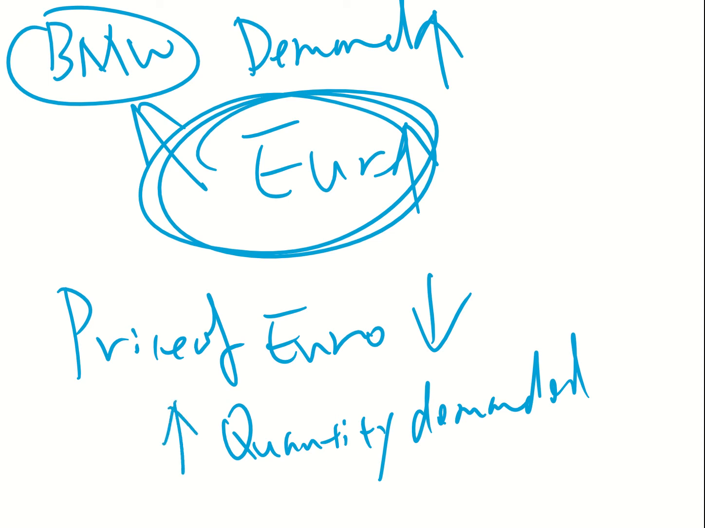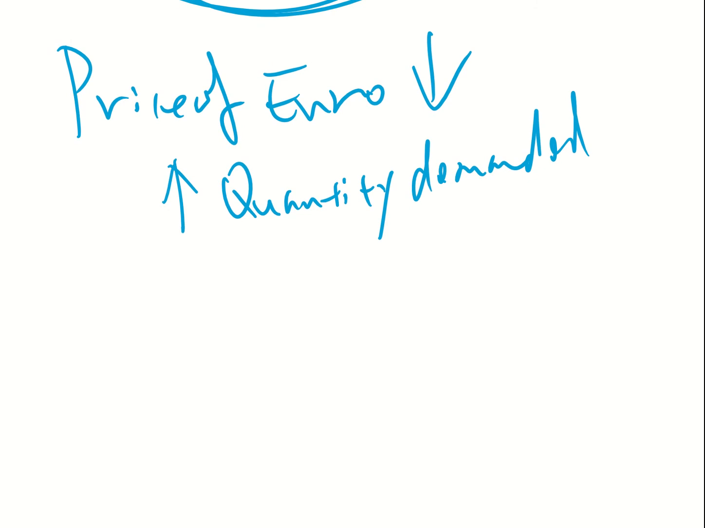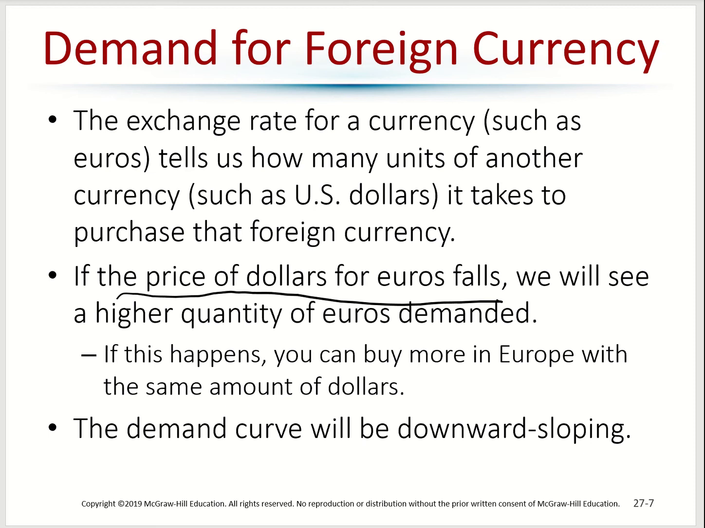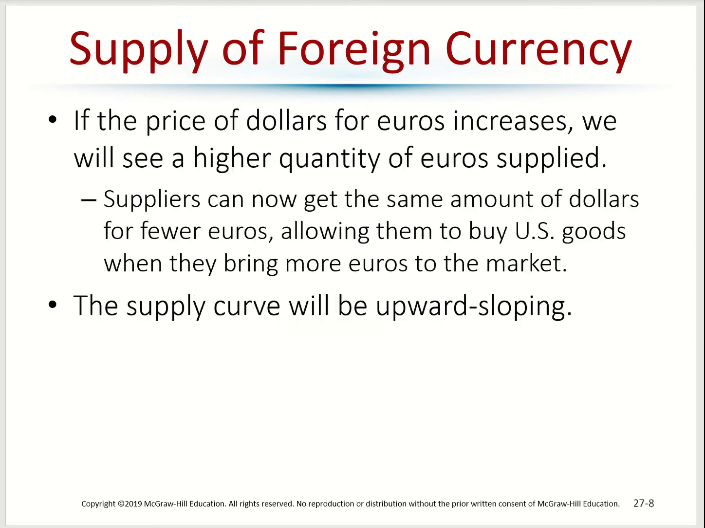So because they're inversely related, your demand curve for euro is downward sloping, just like a regular demand curve. You have the price of euro, which is the exchange rate, on the vertical axis, and the quantity of euro on the horizontal axis. Okay, so that's the demand for euro, and then for the supply of the currency, this will be on the other end.